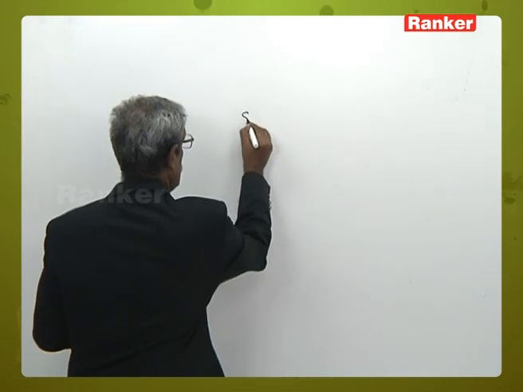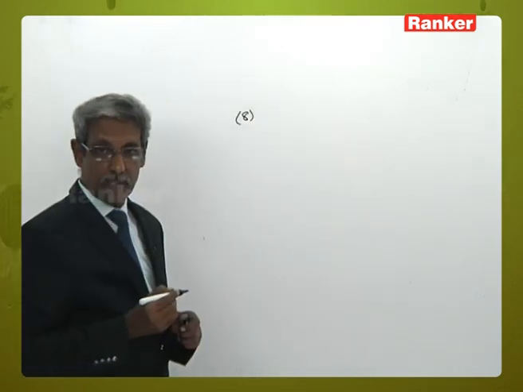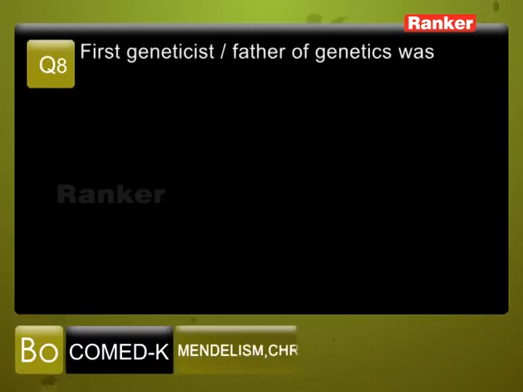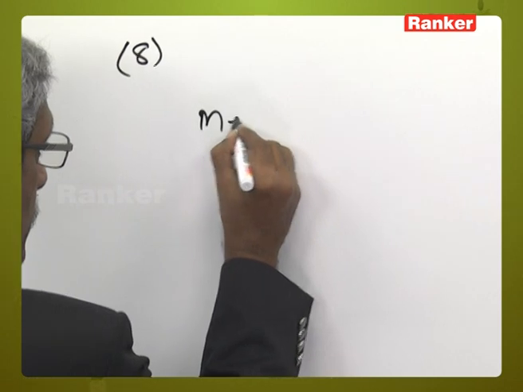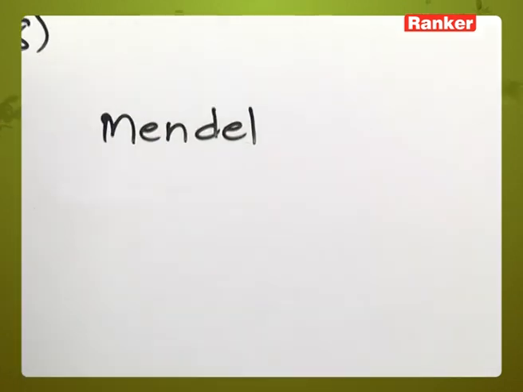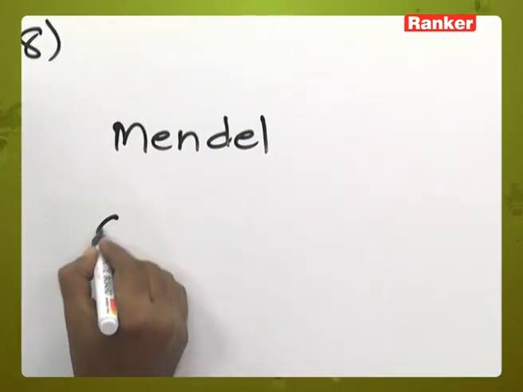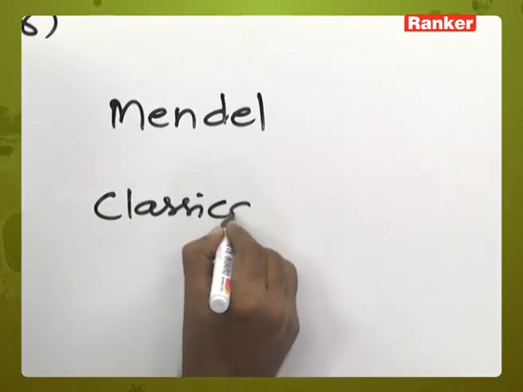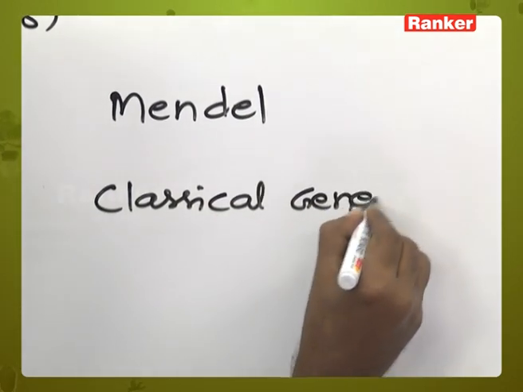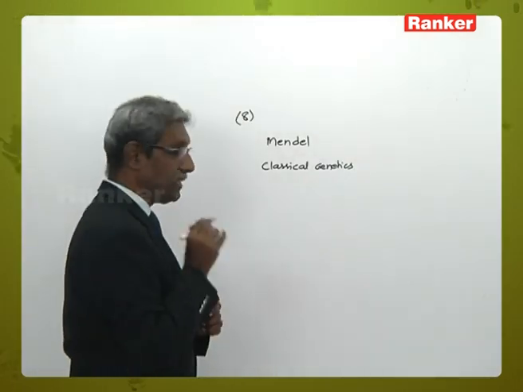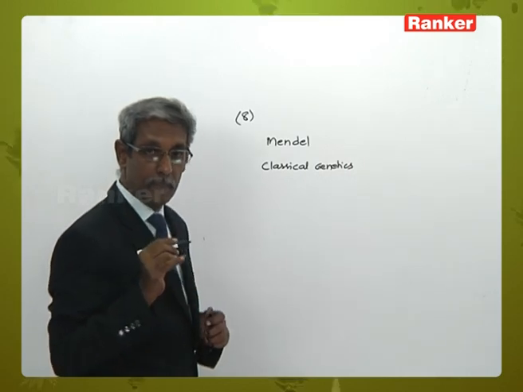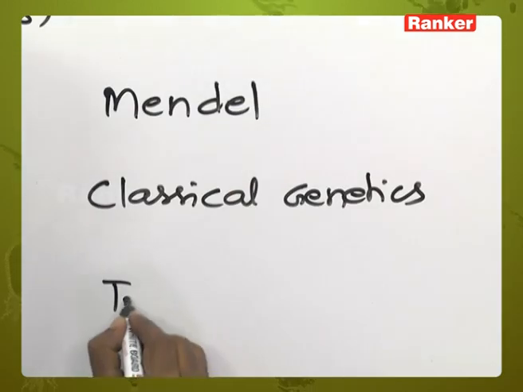The eighth question asks you, who was the first geneticist, or who has been the father of genetics? The father of genetics, as you understand, has always been Mendel. Mendel is associated with classical genetics, and he was the first scientist to propose transmission genetics.